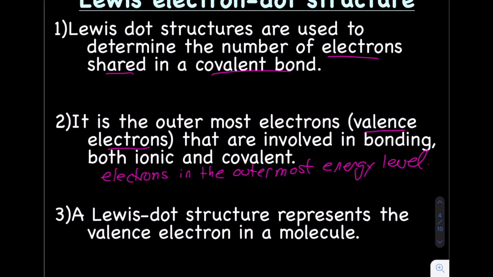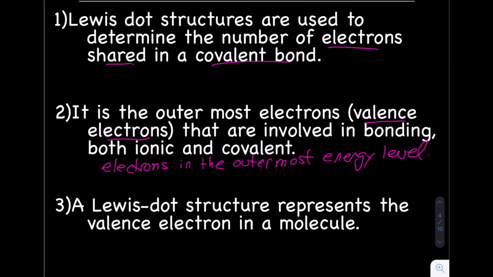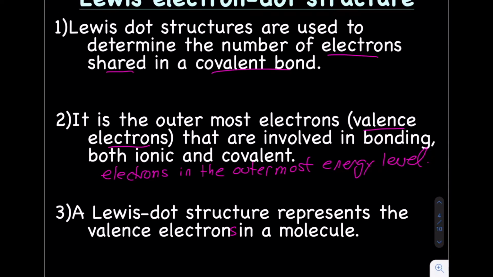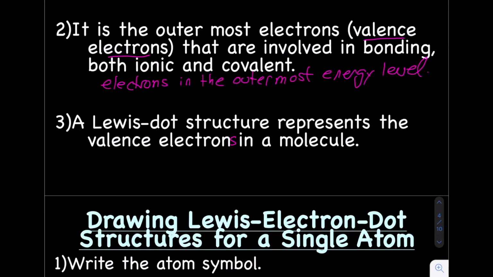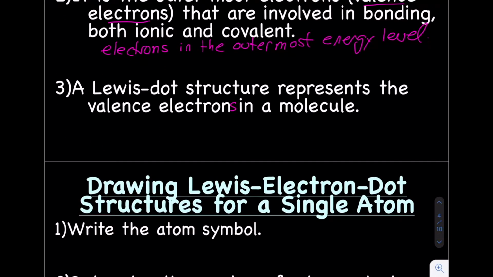And a Lewis dot structure represents the valence electrons in a molecule. So we're going to spend the rest of the lecture talking about Lewis dot structures. We'll first talk about the Lewis dot structure of an atom, which is really figuring out its valence electrons. And then we will learn how to put those atoms together to make a covalent bond using Lewis dot structures. Let's do this. How to draw Lewis electron dot structures for a single atom. We're going to do a practice problem while we're going through this.